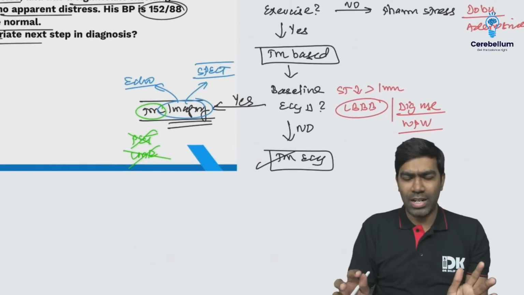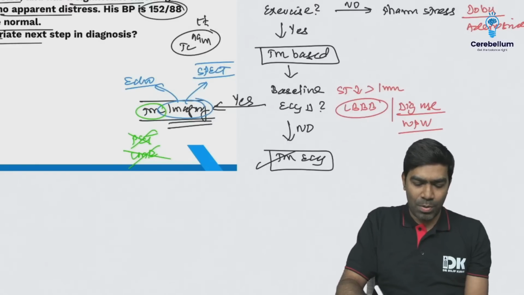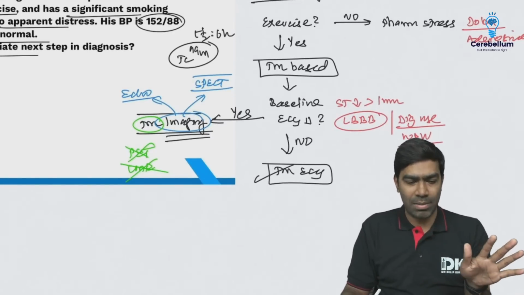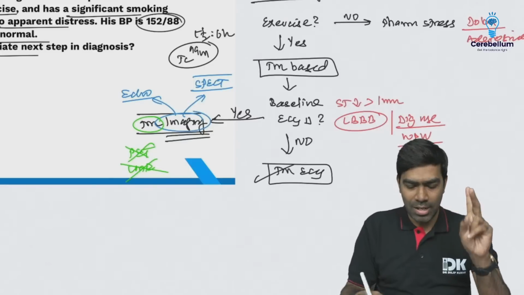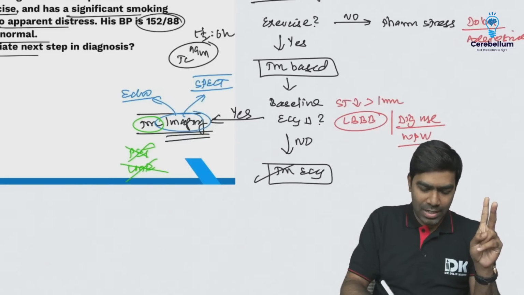So SPECT is usually done with the help of certain tracers. These are technetium based tracers, which have a half-life of approximately 6 hours. Even though thallium based tracers are available, currently we prefer technetium based tracers. There are two technetium based tracers. One is sestamibi, second is tetrofosmin. So one is tetrofosmin, the first tracer.